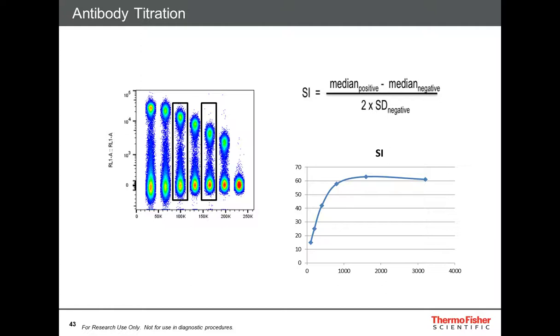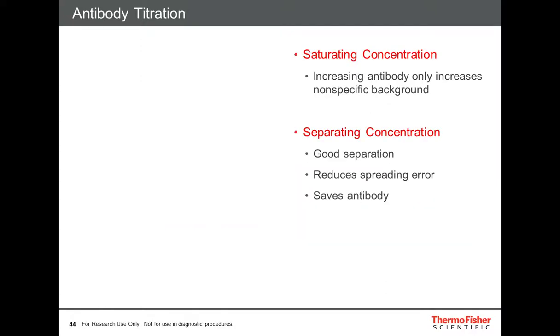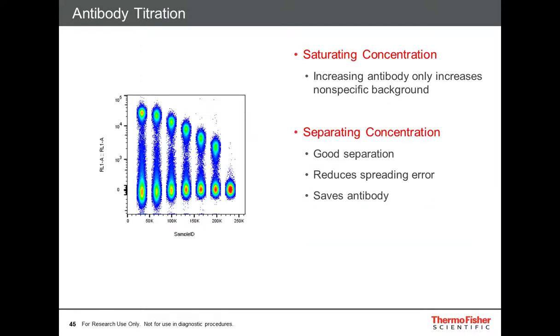The one thing you're trying to do here, or maybe you're trying to do, is to make sure that in the population that you're trying to detect, you're detecting the percent positive. Now, if you're trying to see the population shift or the MFI shift, you're going to want to use the saturation titer. That's a different case. But most of us are just trying to say, I have 20% of these or 50% of those. So in that case, you may want to use a separating concentration.